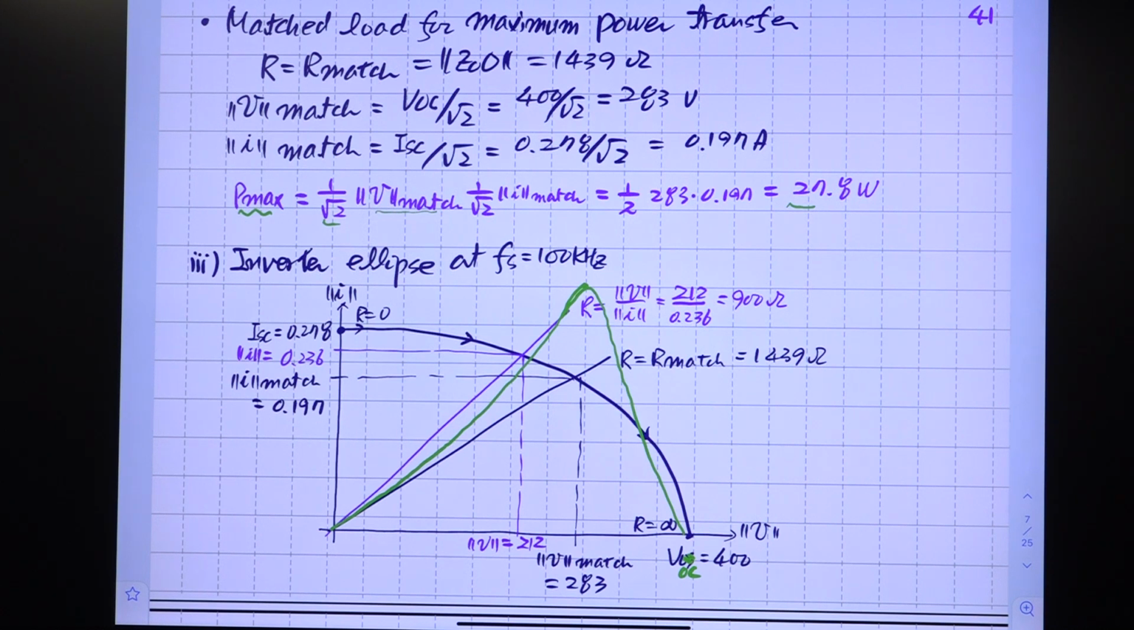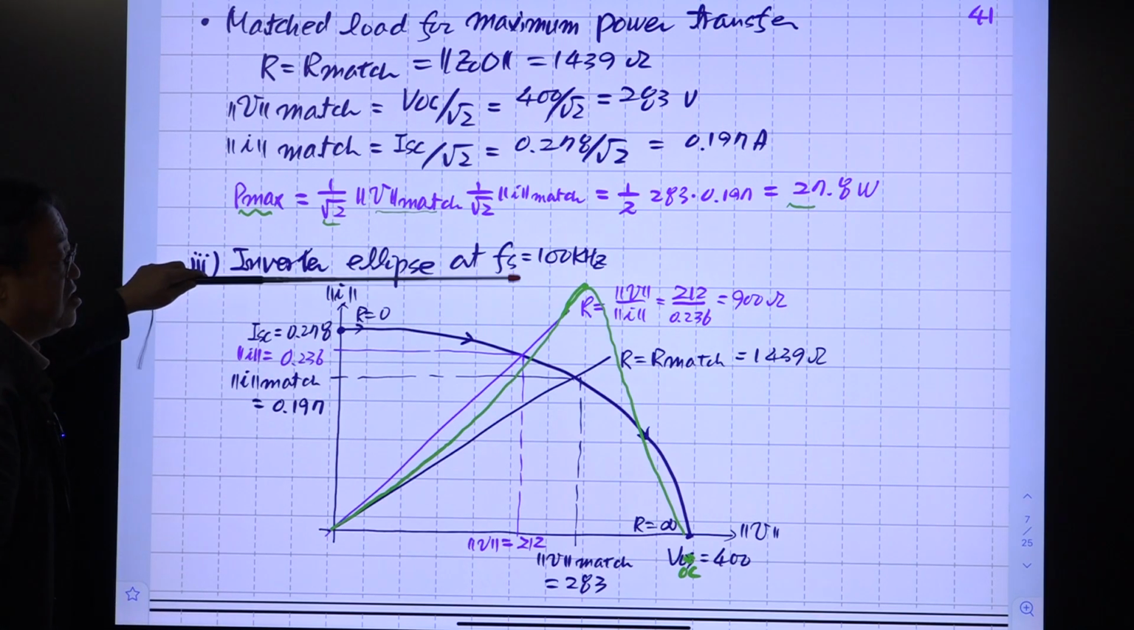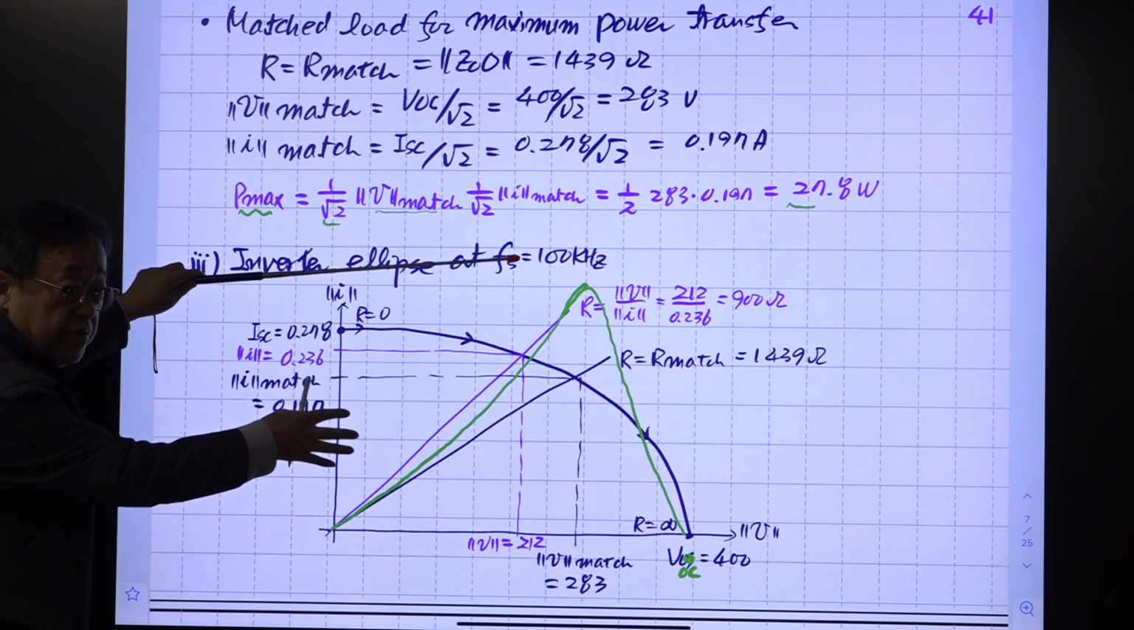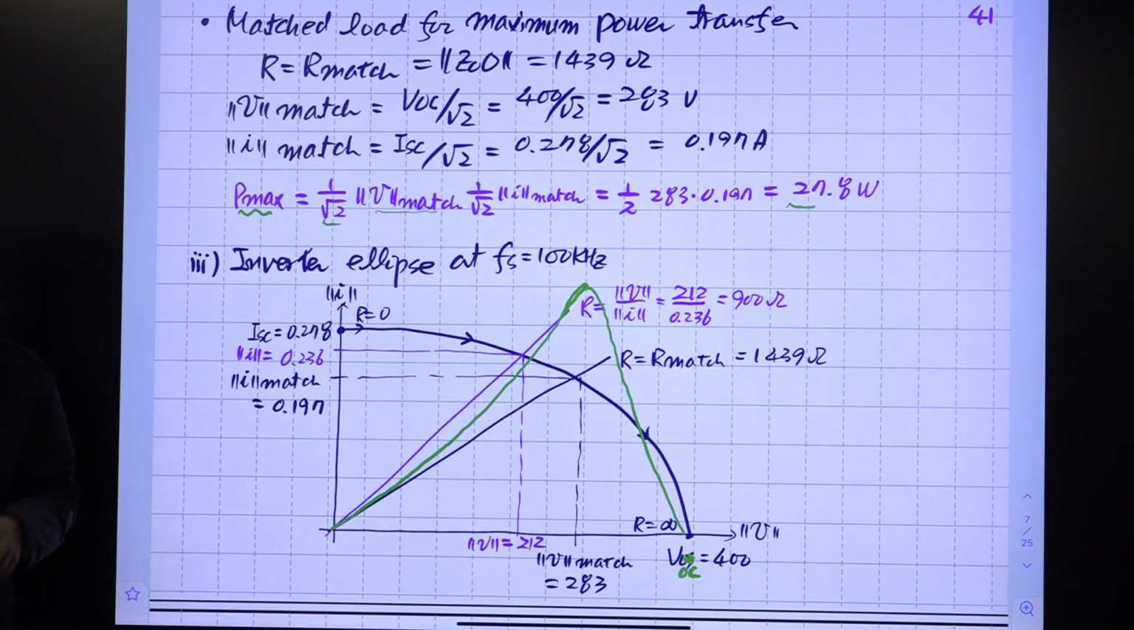But this is the inverter ellipse at this particular switching frequency. If you change the switching frequency, everything will change. If you modify the input voltage, everything will be modified. But it is very essential to know this ellipse at steady-state operation. There will be some variation from this, but at least you should know the reference curve, and all the voltages and currents associated with it.